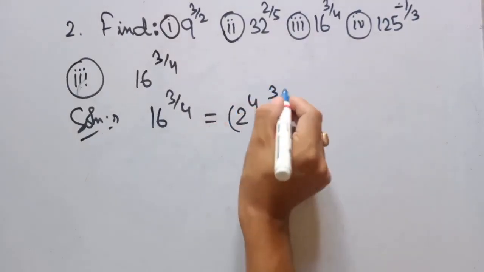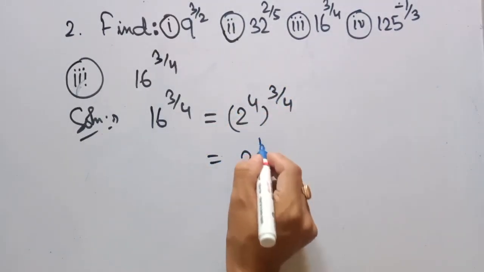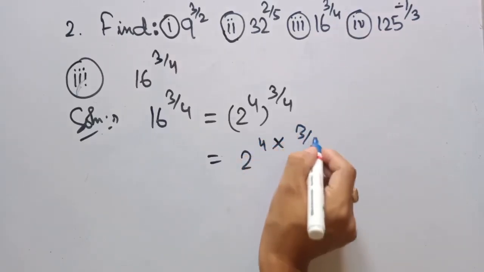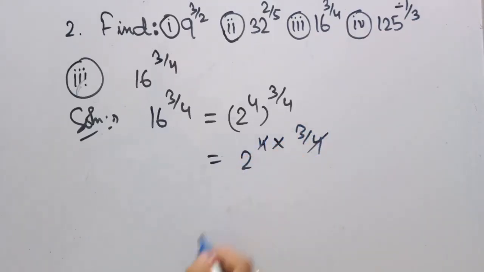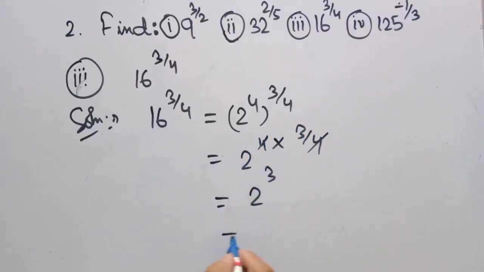This will become 2 to the power 4 into 3 by 4, where 4 and 4 cancel. Then this will become 2 cube, which is equal to 8. So the required answer is 8.